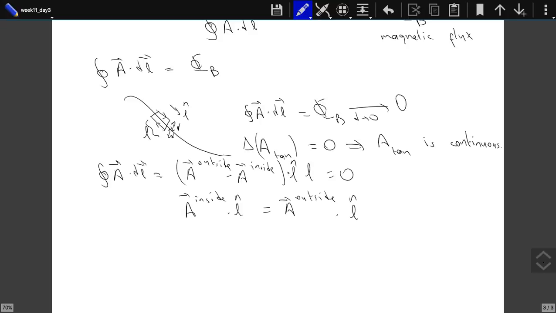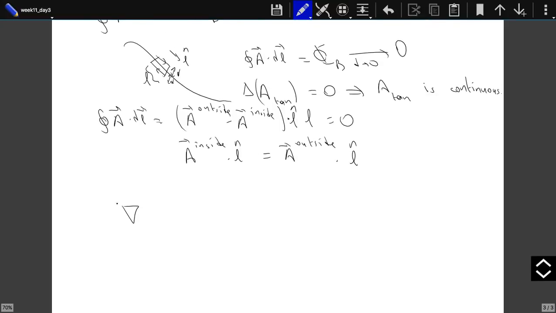Now, to say something about the perpendicular component of A, we have to know the divergence of A. What is the divergence of A?